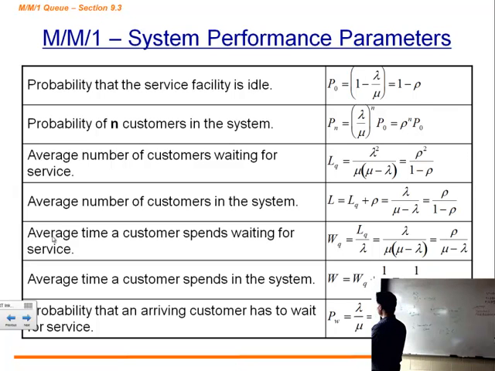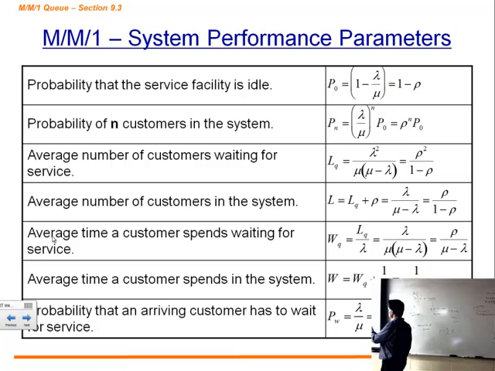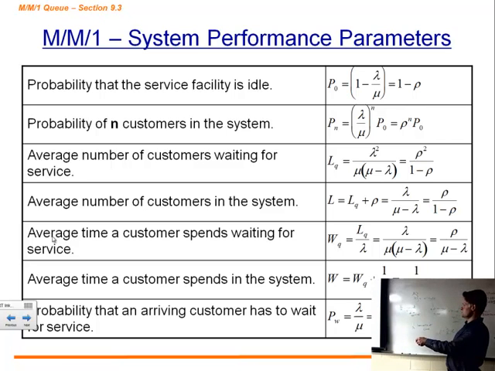Average number of customers waiting for service. We use the letter L sub Q. Q stands for, well, Q. This is the average number of customers in the queue, so before they're being served. So the actual size of the queue, the number of customers that have not started service yet. This is L sub Q, and you can write it as rho squared over 1 minus rho. That's the easiest way of doing it. But if you prefer lambda and mu, you get this formula. And it's not hard to see that these two things are equal just by plugging in rho is lambda over mu. So that's the average number of people waiting.